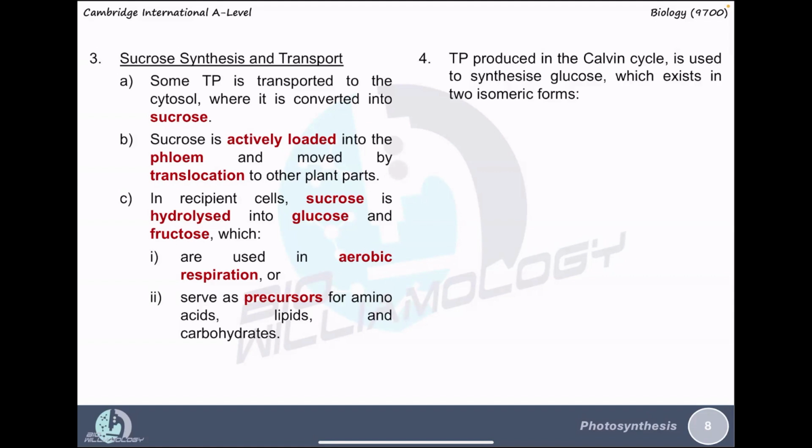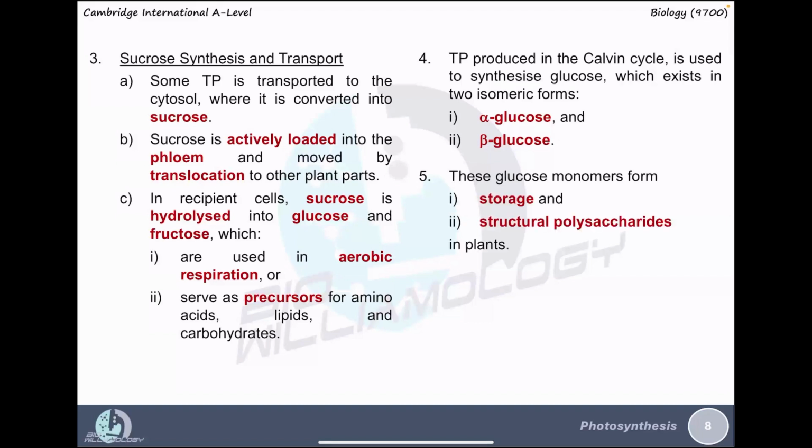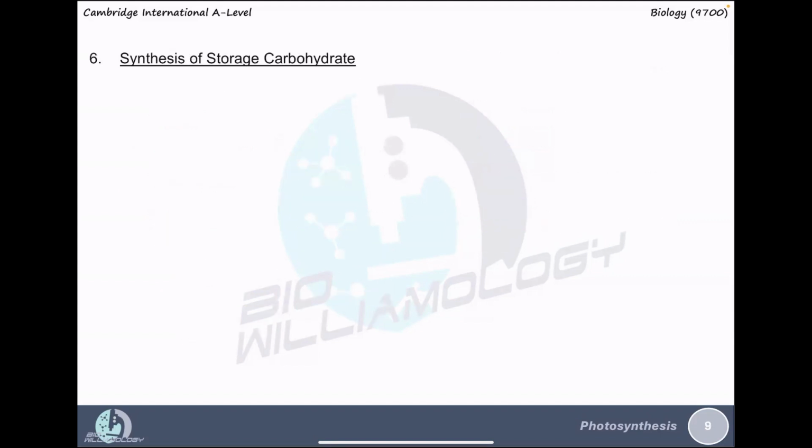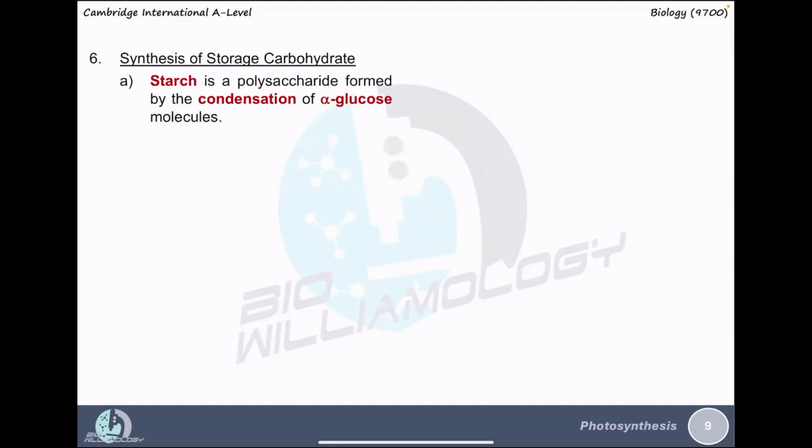TP produced in the Calvin cycle is used to synthesize glucose, which exists in two isomeric forms. As we have known, glucose can be in alpha glucose or beta glucose form. So this glucose monomer forms storage as well as structural polysaccharides in plants. Storage carbohydrates include starch. Starch is the polysaccharide formed by the condensation of alpha glucose molecules, and it serves as the primary carbohydrate storage in the plant.